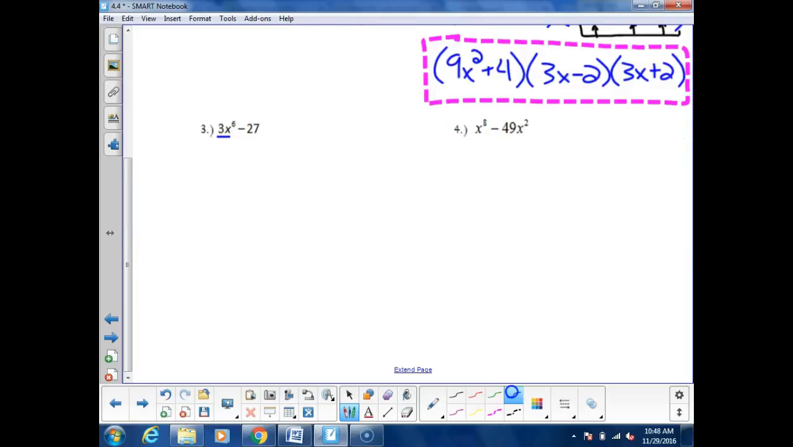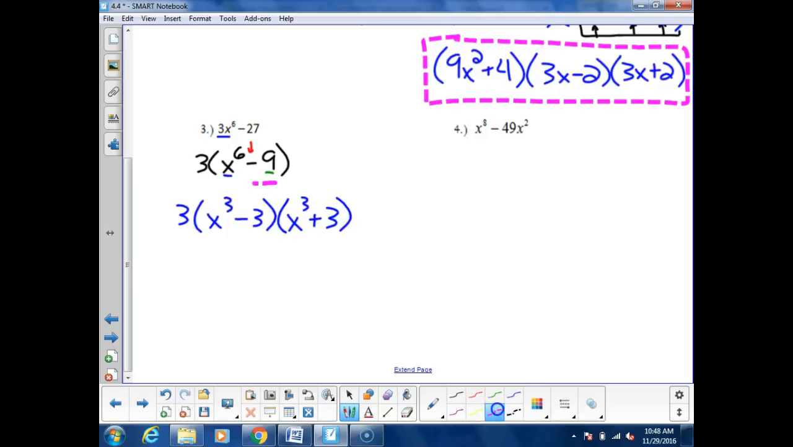On these last two, the problem is that 3x to the sixth is not a perfect square, because 3 is not a perfect square. But if I factor a 3 out, now I have a perfect square, x to the sixth, I have a perfect square, 9, and I have a subtraction sign in between them. So that 3 now comes along for the ride. X cubed minus 3, x cubed plus 3. Doesn't matter which order the addition or subtraction goes in, but then this would be the factor.